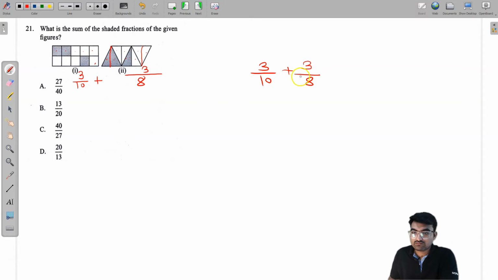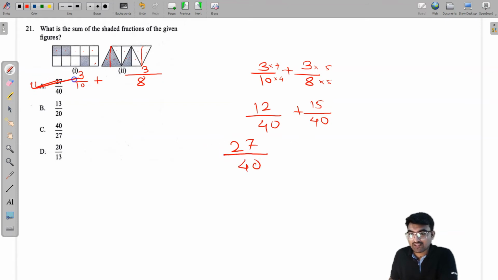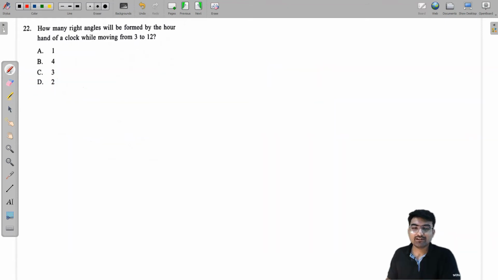Now, how to add those? Now we have to find the LCM. What is the LCM? 40. So multiply by 4, 4, and here we have to multiply by 5, 5, right? So it will be 12 upon 40 plus 15 upon 40. So this is 27 by 40, and it is option number A. Got it? Okay, so now we will solve question number 22.